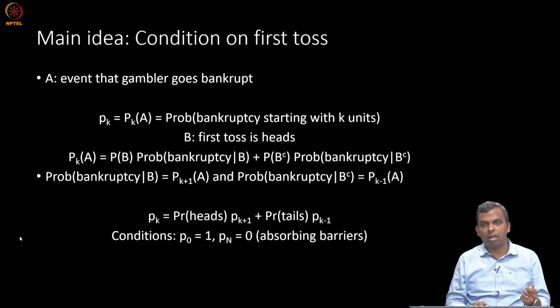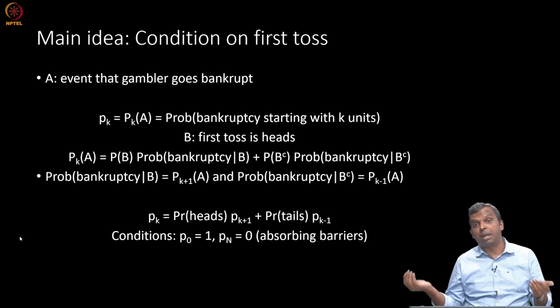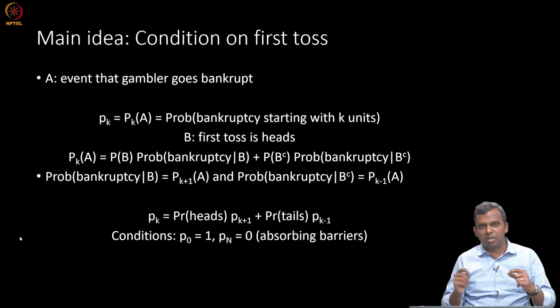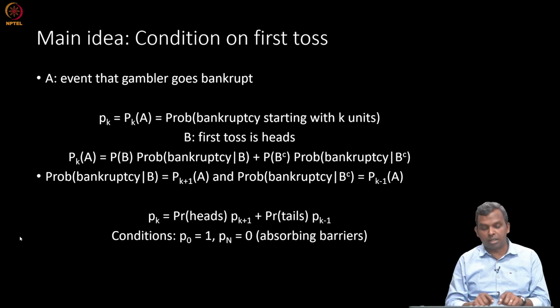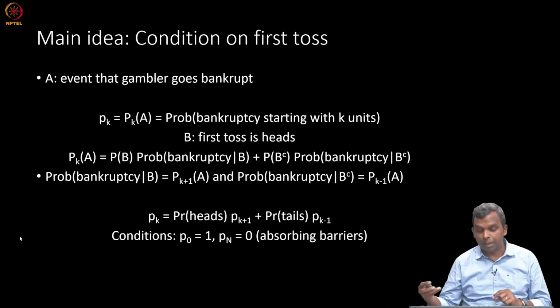In one conditioning, it becomes k plus 1. In the other conditioning, it goes to k minus 1. So it's like a simple equation connecting pk, pk plus 1 and pk minus 1. Okay, and what is that equation? It's the same equation written again here. Pk is probability of heads times pk plus 1 plus probability of tails times pk minus 1.